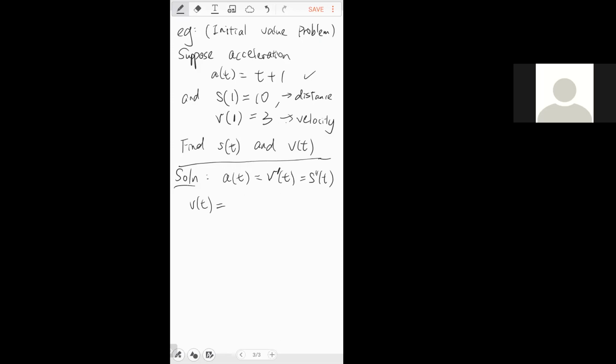Let me say this again. To go from the distance function to the velocity, you take the derivative. To go from the velocity to acceleration, you take the derivative again. Going backward, if I want to go from acceleration to velocity, I take the antiderivative. If I want to go from velocity back to the distance function, I take, again, the antiderivative. So velocity is the antiderivative of t plus 1. What is the antiderivative of t plus 1?